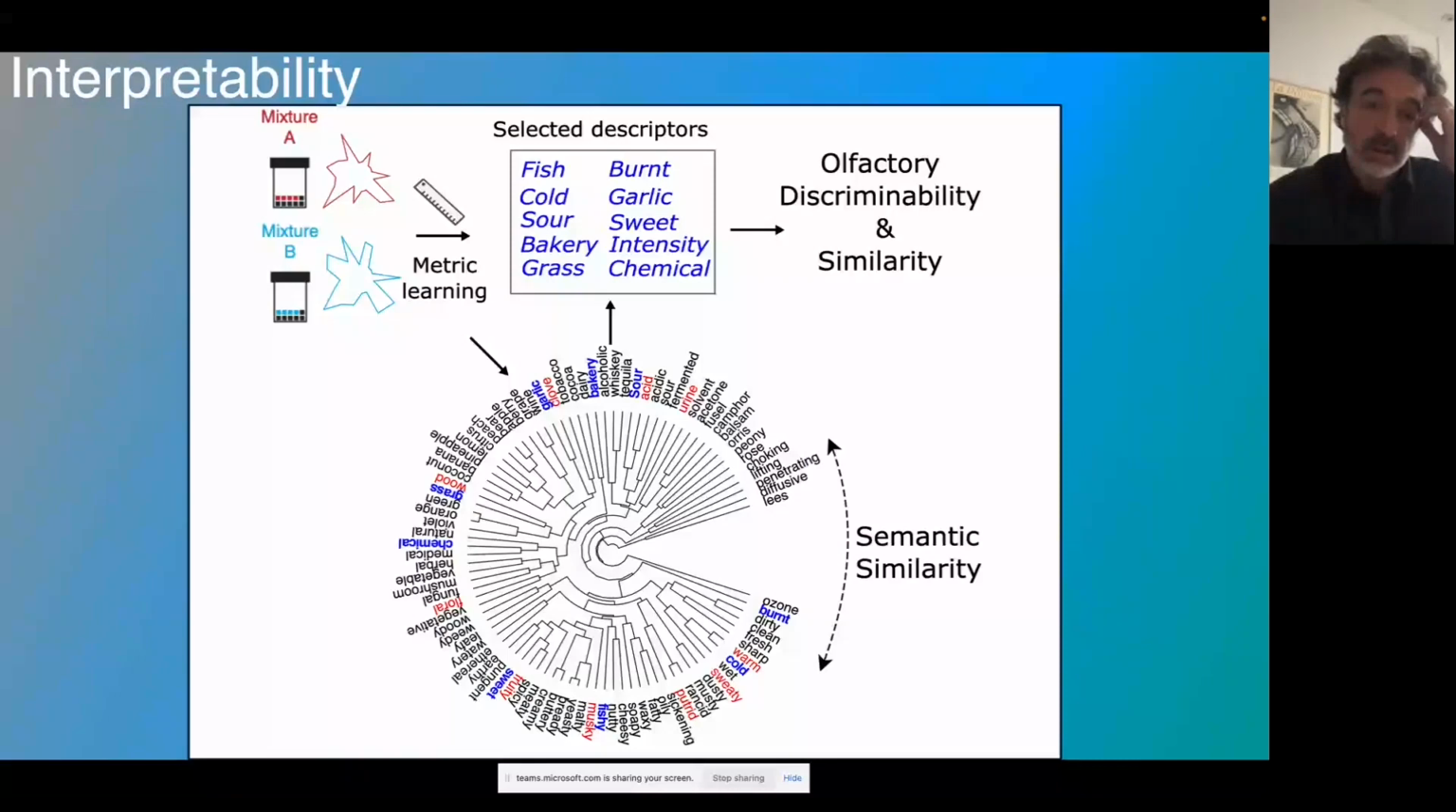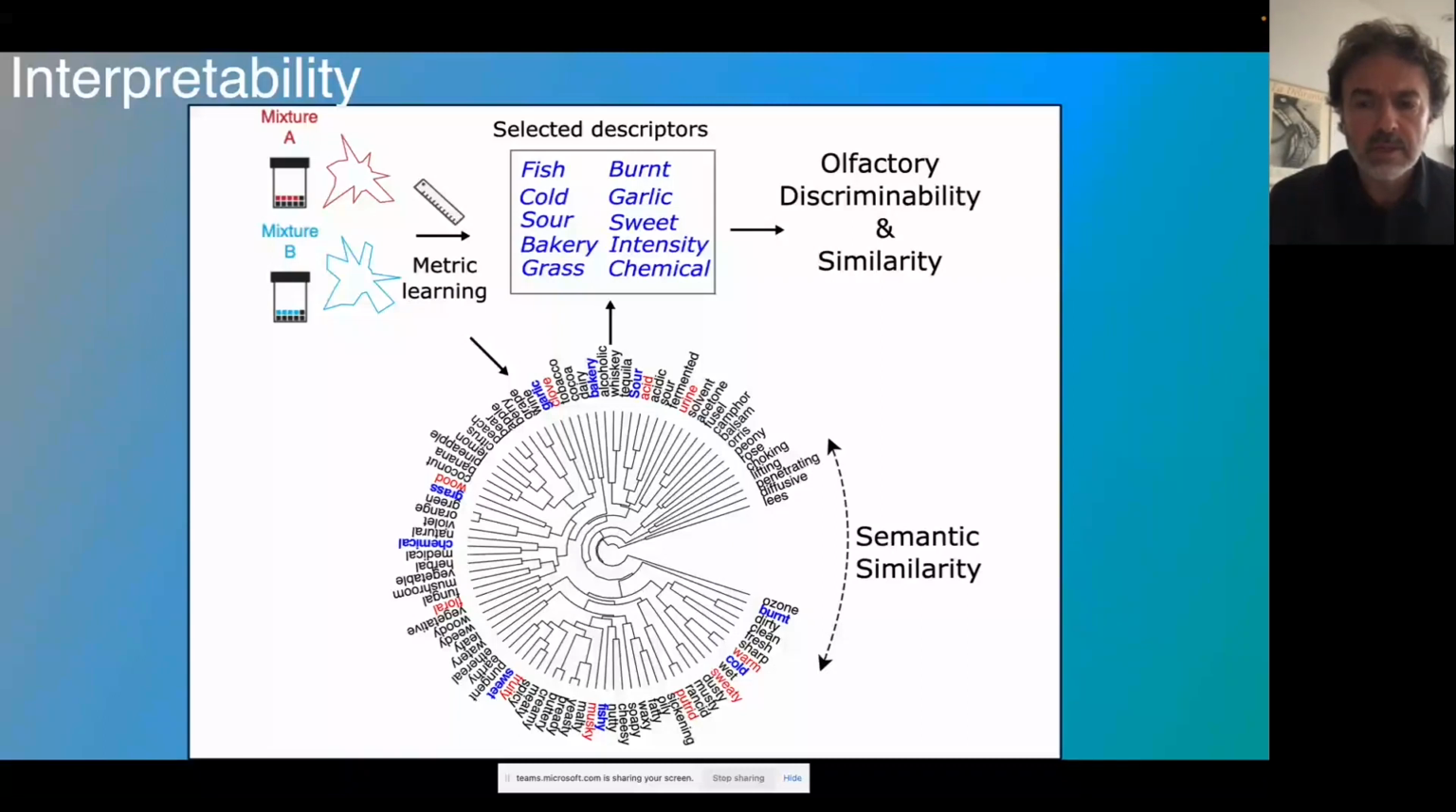When we analyze the model, the other interesting thing is that when we did the metric learning, for 10 of the 21 descriptors, the coefficient was 0. So basically, they didn't contribute to the distance between mixtures. The only descriptors that contributed were the ones here in blue: fish, burnt, cold, garlic, sour, sweet, bakery, intensity, grass, and chemical.